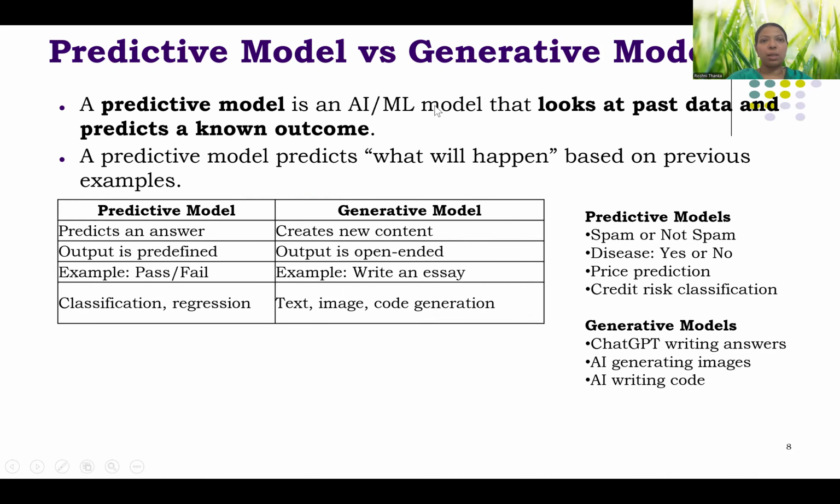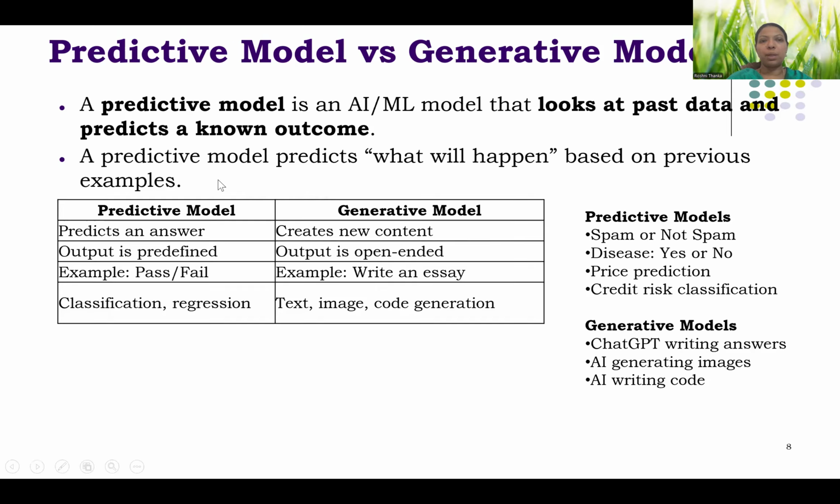And the next one is predictive model versus generative model. Predictive model is like machine learning. All are examples of predictive models. What a predictive model does is it looks at past data and then predicts the known outcome. For example, we may be training our model with already available past data. Say I'm training a model to do weather prediction. By known data, when I give new data, it is able to predict whether it will rain tomorrow or not. That is a kind of predictive model.